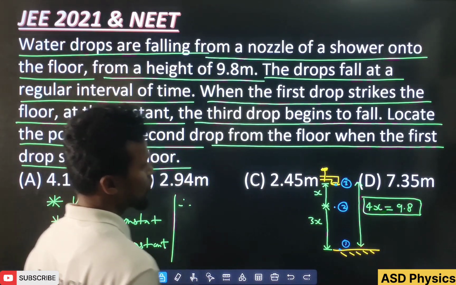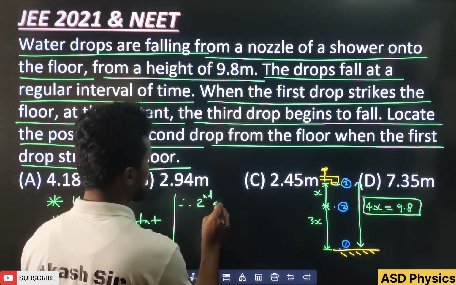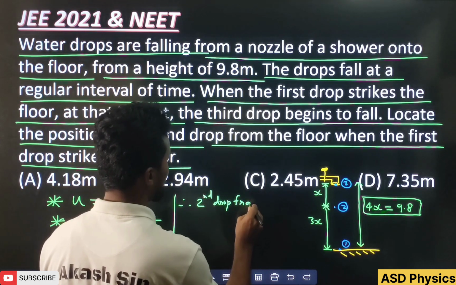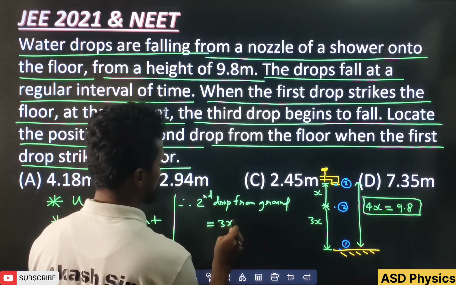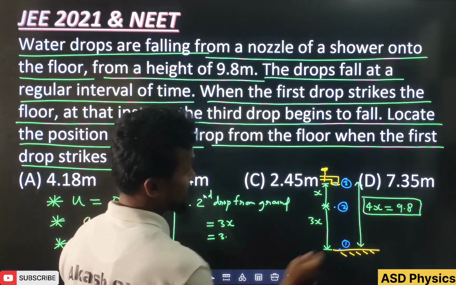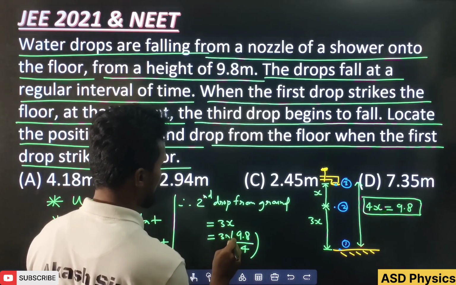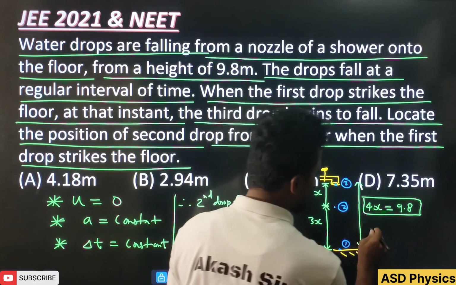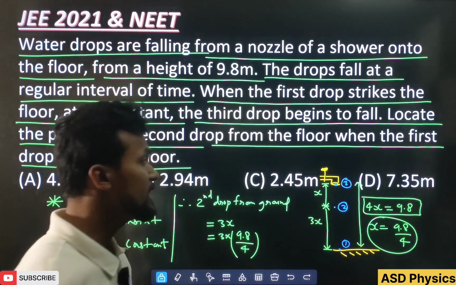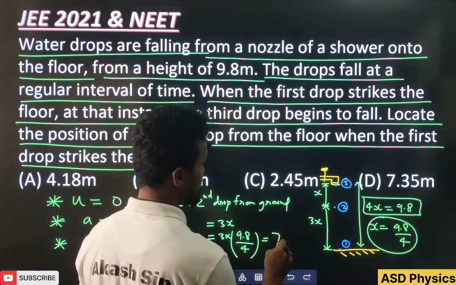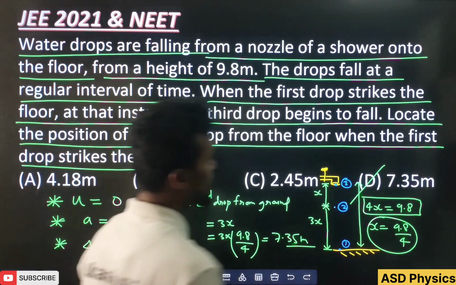So hence, the distance of the second drop from the ground: it will be 3x, so 3 into the x value. Because 4x equal to 9.8, x is 9.8 by 4. So 3 into 9.8 by 4, when you simplify this, it comes to 7.35 meters. So which option is correct here? The correct option is option D.